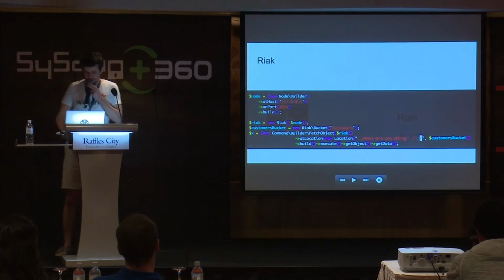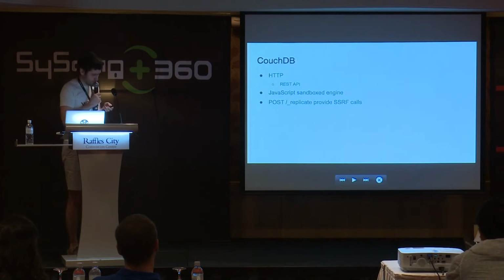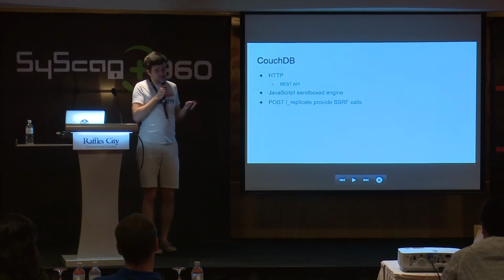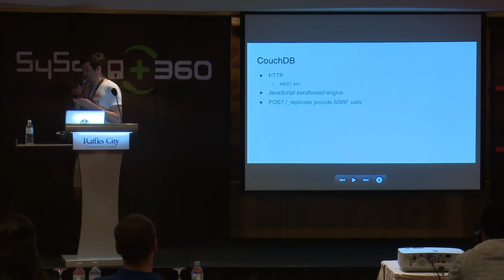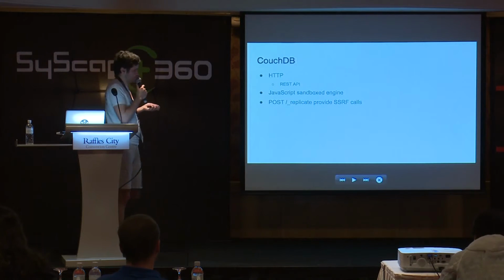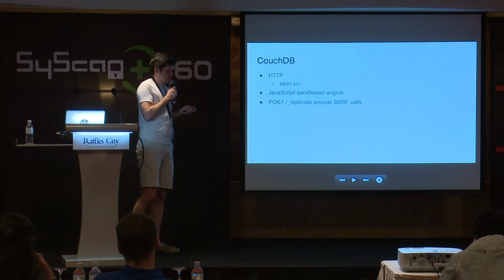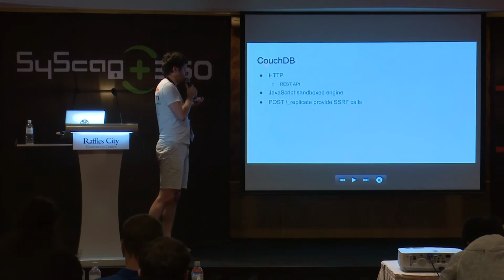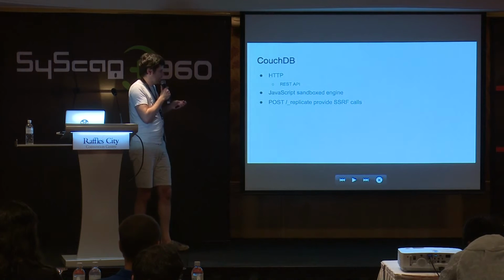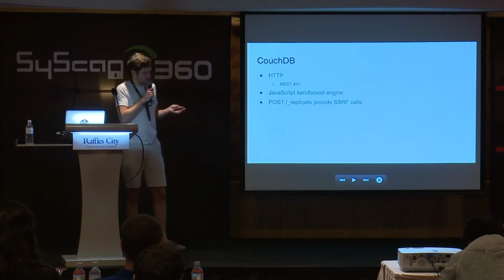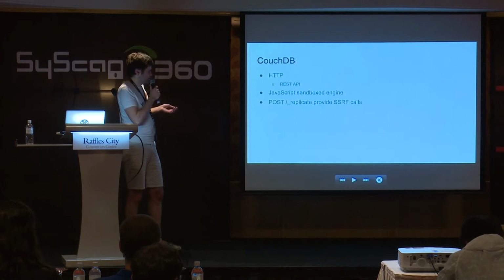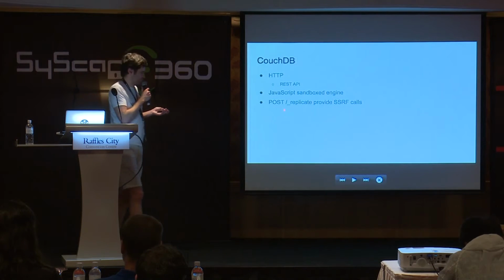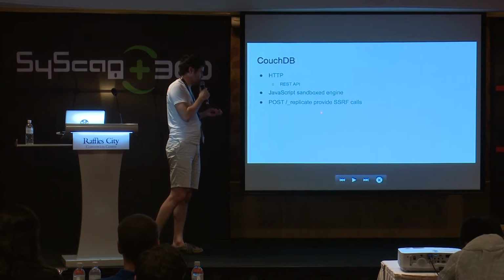So, not so good, right? The third one is CouchDB, a really popular one. It's not quite a key value storage because it's based on documents, but in general we can call it key value. CouchDB also has a REST API and a sandboxed JavaScript engine inside, and it also provides a function to do server-side request forgery by using a special API method called replicate.